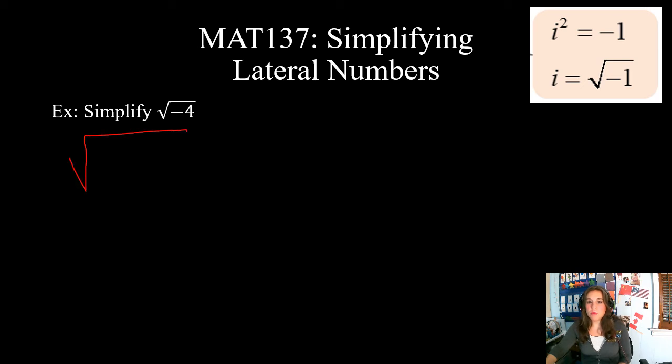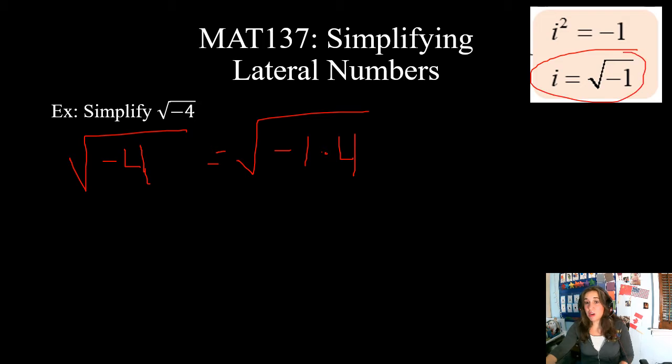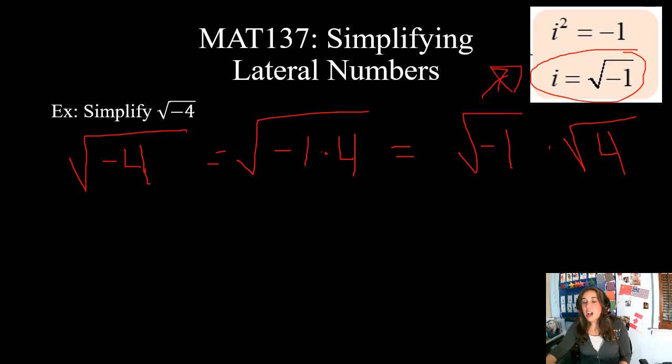So if we have the square root of -4, well, that's the same thing as the square root of -1 times 4. So when you're working with simplifying, you're always going to pull a -1 out. And that's because we have this lovely definition right here. So then, again, multiplication of radicals allows us to separate these. So that's the same thing as the square root of -1 times the square root of 4. Well, we know what the square root of -1 is, you guys. That's i, right? By definition, i is equal to the square root of -1. And we know the square root of 4.